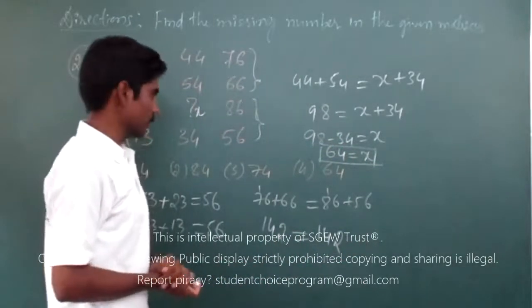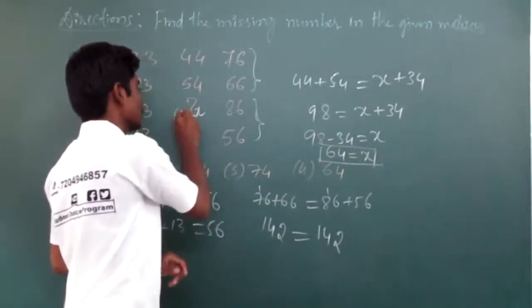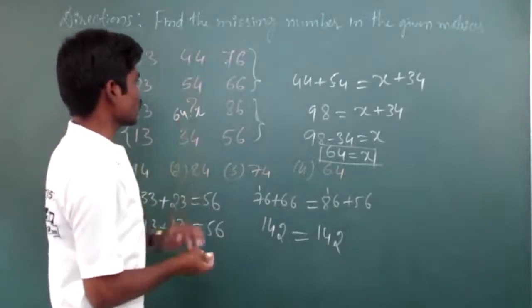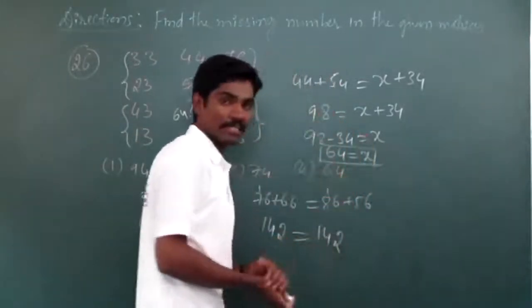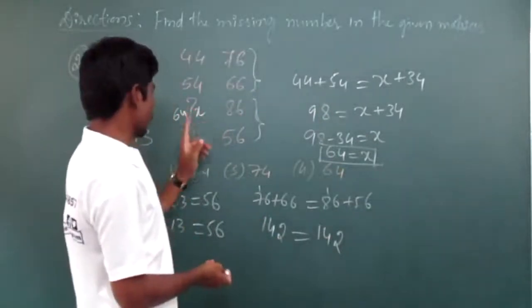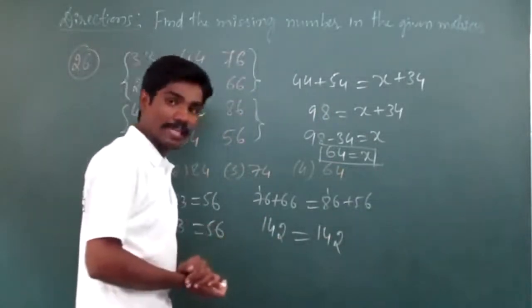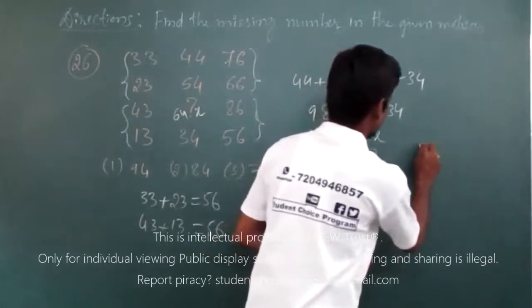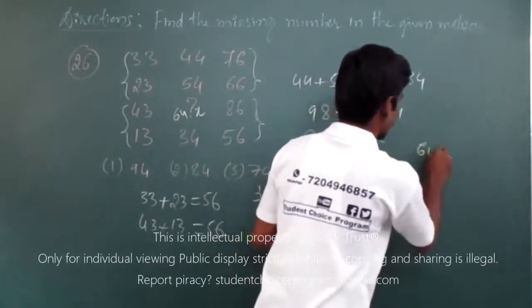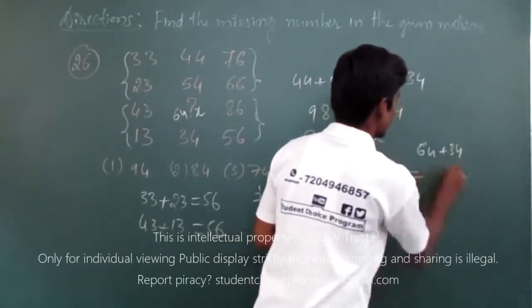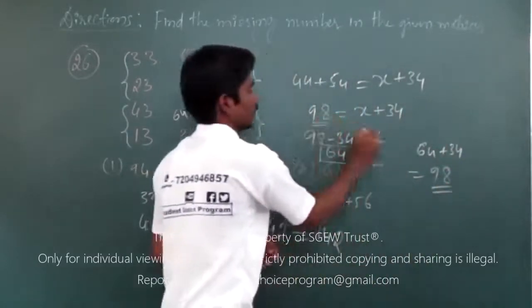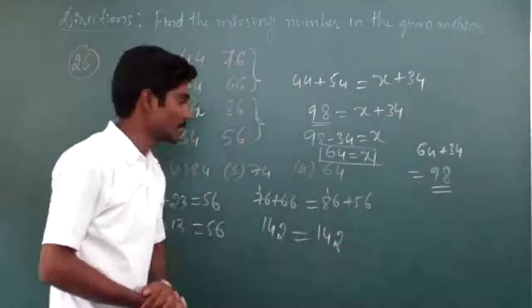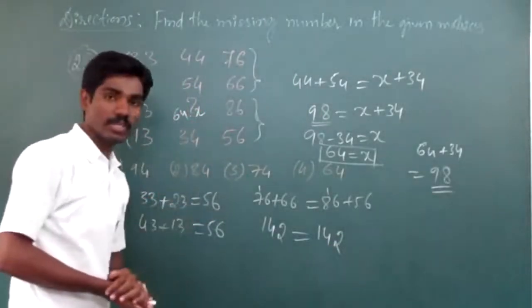Now you can cross check. The x value is 64. Now 44 plus 54, what do I get? 44 plus 54 is 98. Now 64 plus 34, again I should get 98. This x is 64, and 64 plus 34 is nothing but 98. So 98 and 98. So the missing number I am getting is 64.